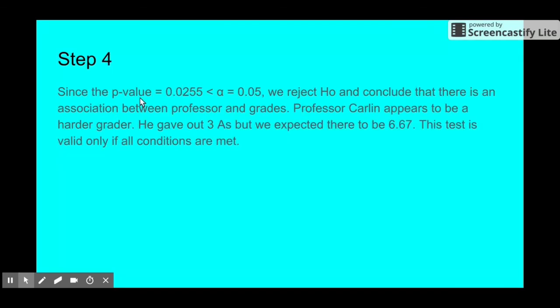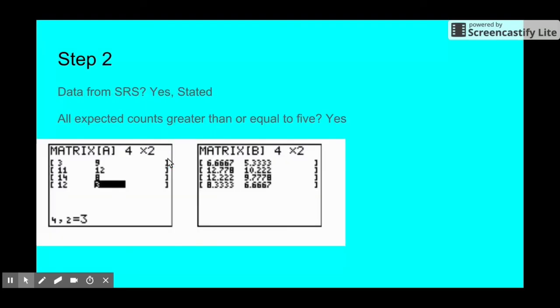Step 4, since the p-value is less than alpha level 0.05, we reject H0 and conclude that there is an association between professor and grades. Professor Colin appears to be a harder grader. He gave out 3 A's, but we expected there to be 6.67. This test is valid only if all conditions are met, so the conditions will always be the same. And that's it.